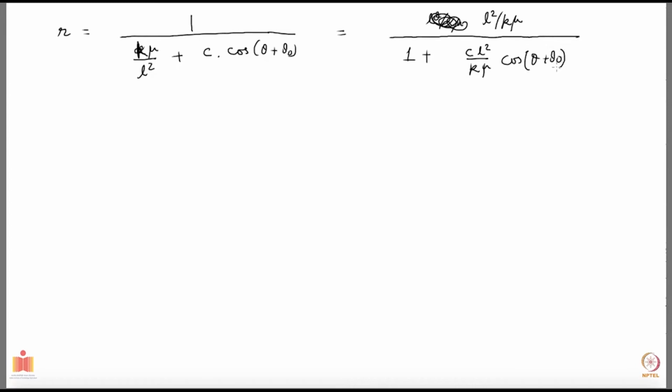Okay, that's good. Now, because you know what these things are, let me define epsilon, which we defined as the eccentricity earlier when we were looking at the equations of conic sections in polar coordinates. So the same thing I do, I define c L square over k mu. That is what is the eccentricity.